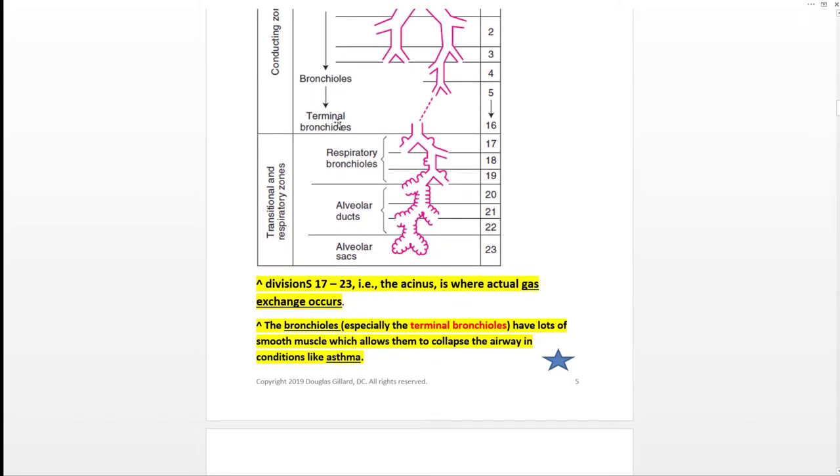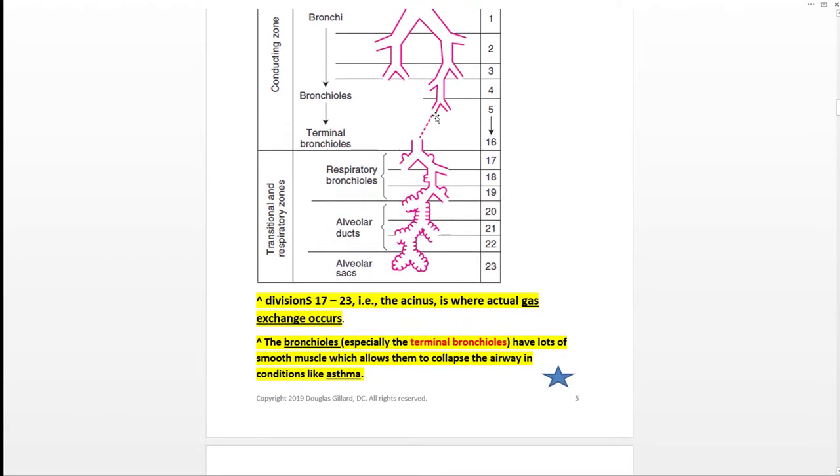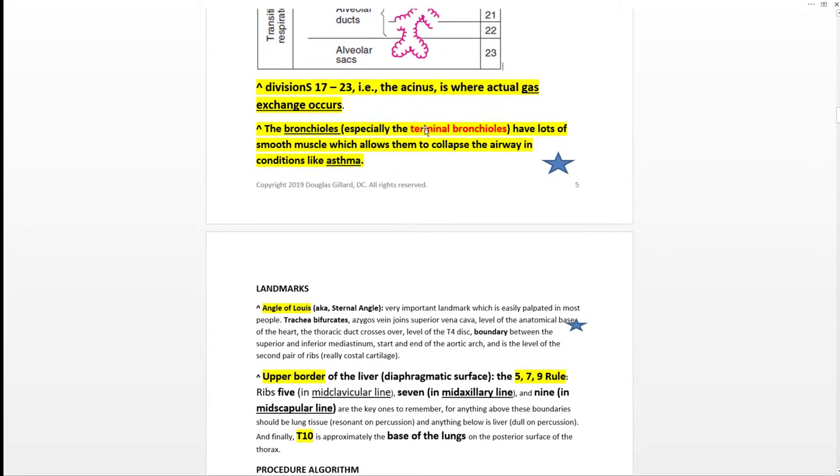One important thing, these terminal bronchioles here, I always think asthma when you hear terminal bronchioles, because they're like arterioles. They have tons of smooth muscle, a very thick smooth muscle layer. And so people who have asthma, part of the problem with asthma is you get a smooth muscle constriction and it squeezes the bronchial. So all these small bronchioles here become really hard to breathe through in someone having asthma. They have a lot of trouble with expiration because of this, as we'll see when we talk about adventitious sounds.